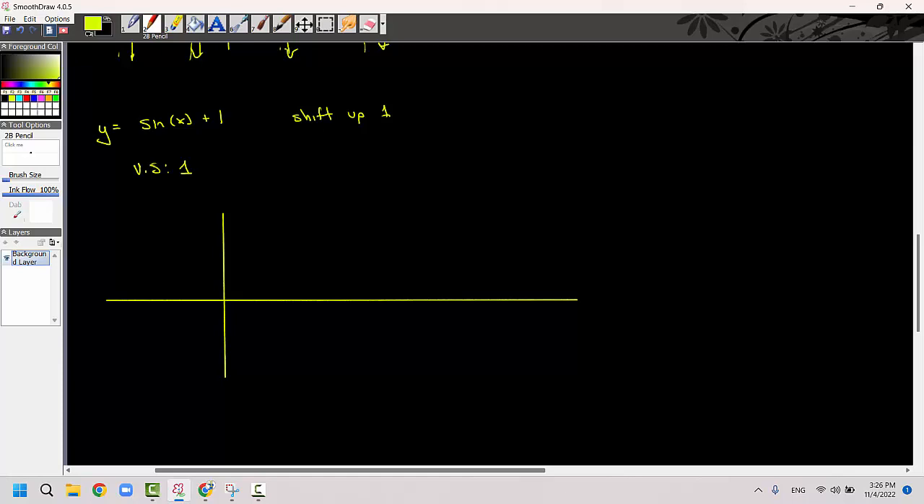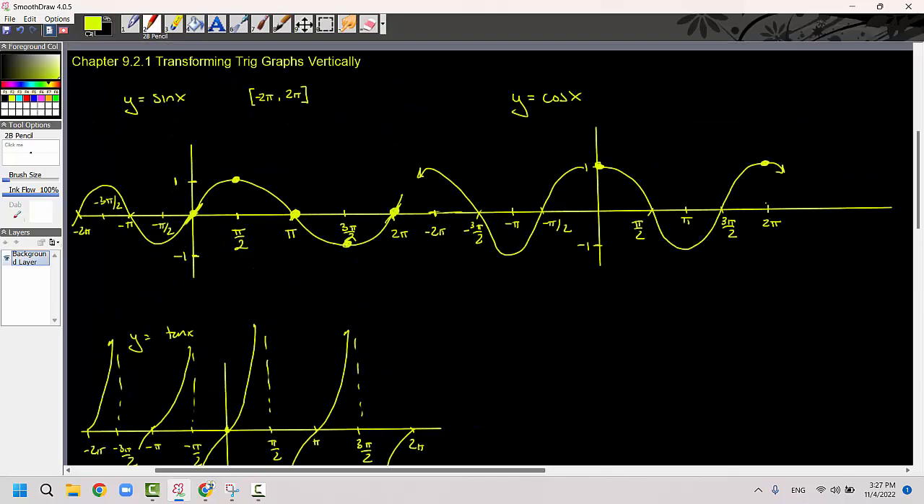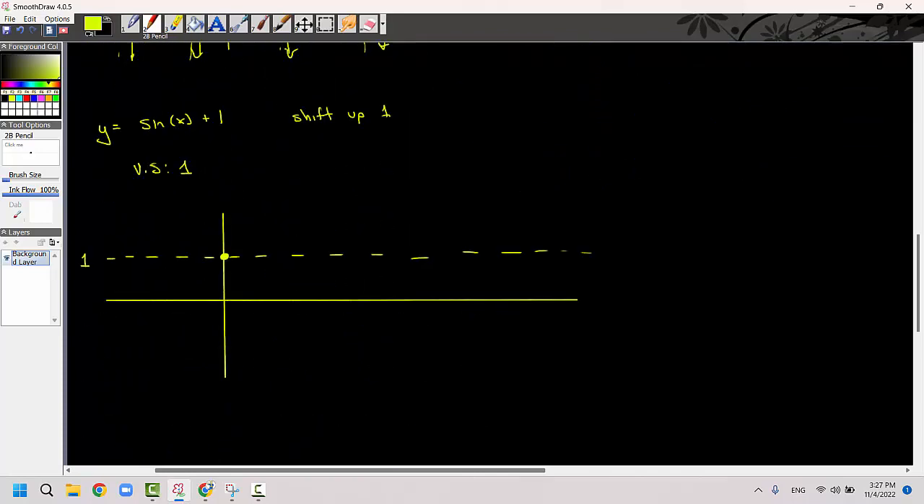Now I'm shifted up by 1. So I'm going to shift this thing up by 1. What I do is I draw almost like a pretend new axis right here. And I'm going to label it as 1. Now remember, sine from its center, right? That's what this is doing. That vertical shift is shifting the center up by 1 and all the other points along with it.